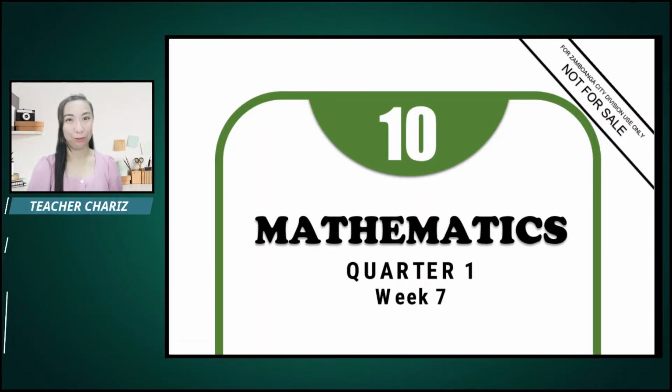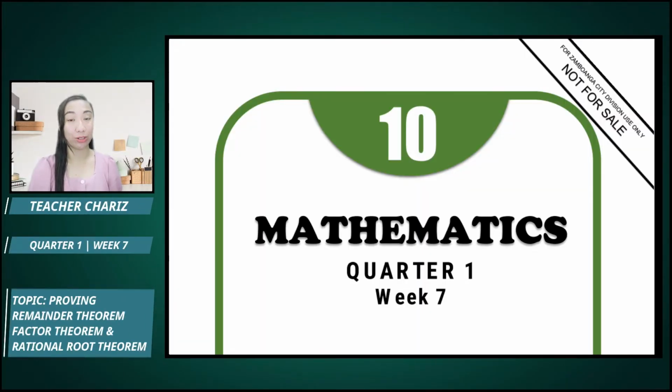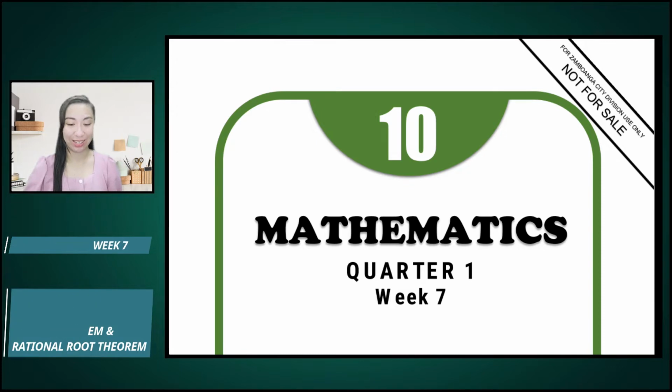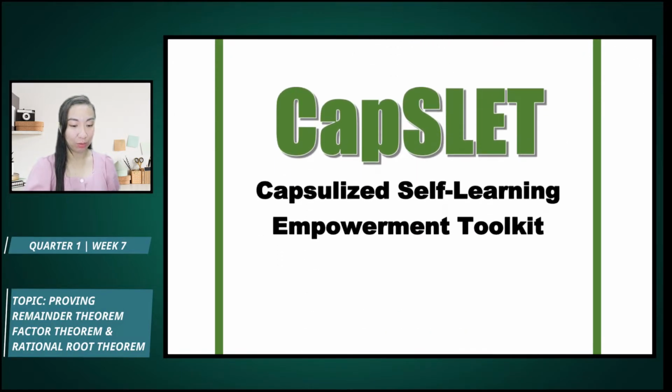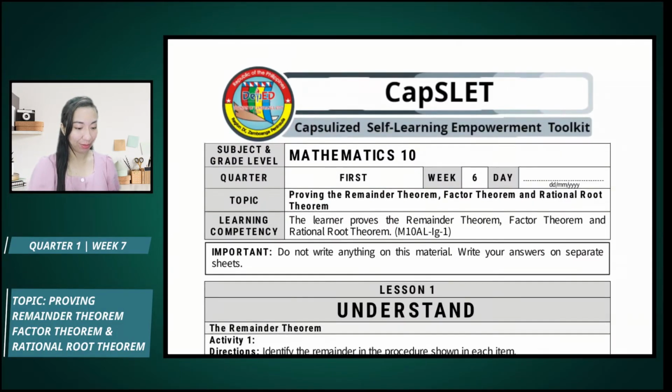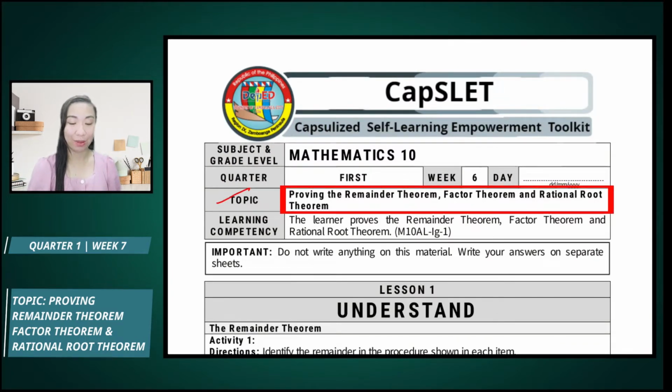Students, we are back, and for today we will be discussing quarter 1, week number 7. Our topic will be all about proving the remainder theorem, factor theorem, and rational root theorem. For the learning competency, the learner proves the remainder theorem, factor theorem, and rational root theorem.